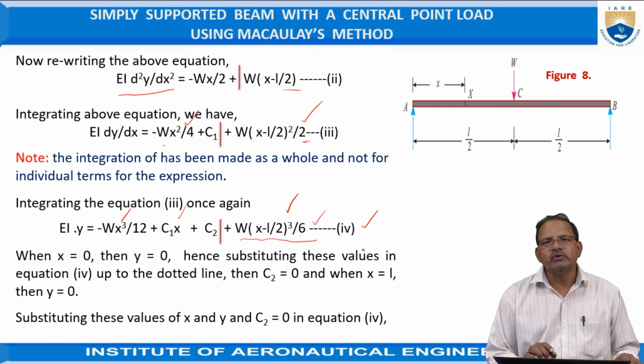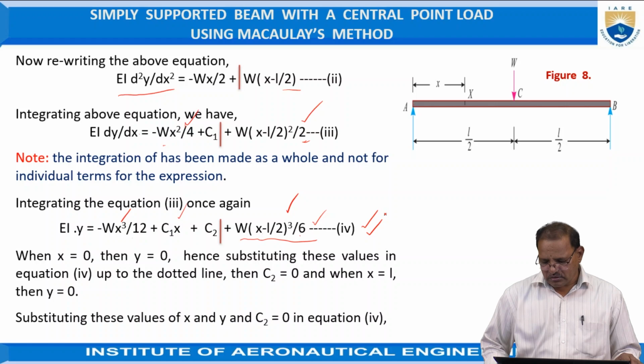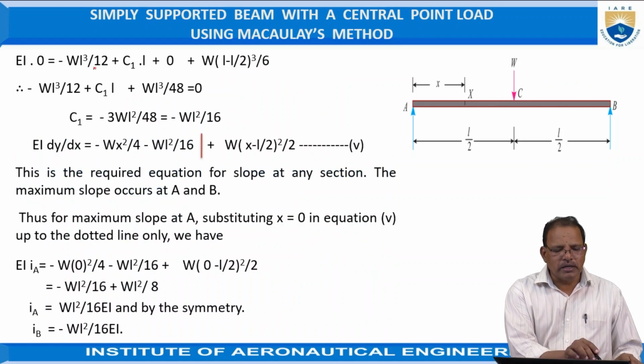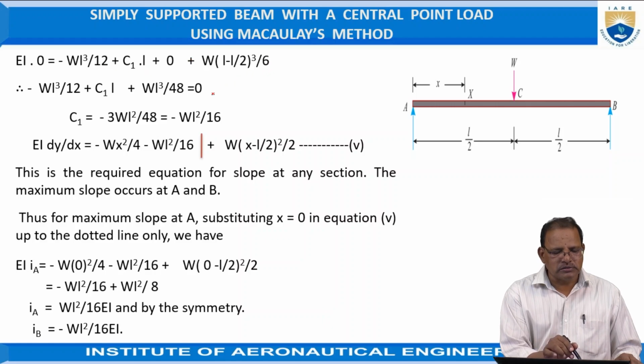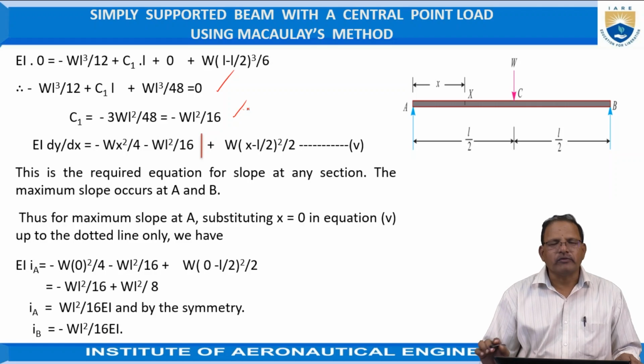That means by using these two equations we got, when x is equal to 0, y is equal to 0, that is representing C2 is also equal to 0 now. Now substitute these values x and y and C2 equal to 0 in equation number 4. We got EI into 0 is equal to minus half. On substituting these values, from these relations we got C1 is equal to minus half WL square by 16 now. So by using these equations we can put it now.